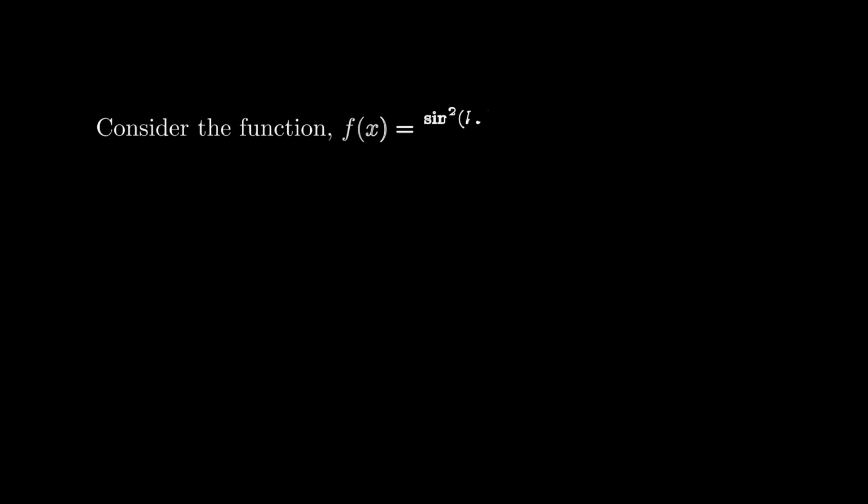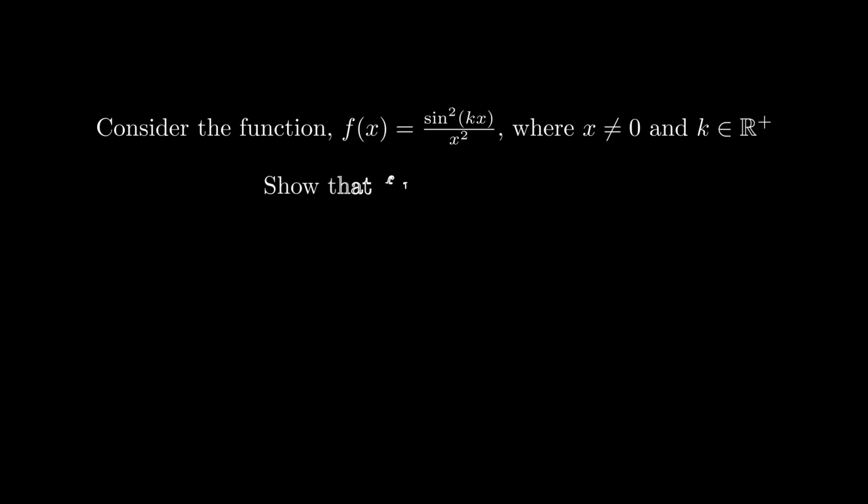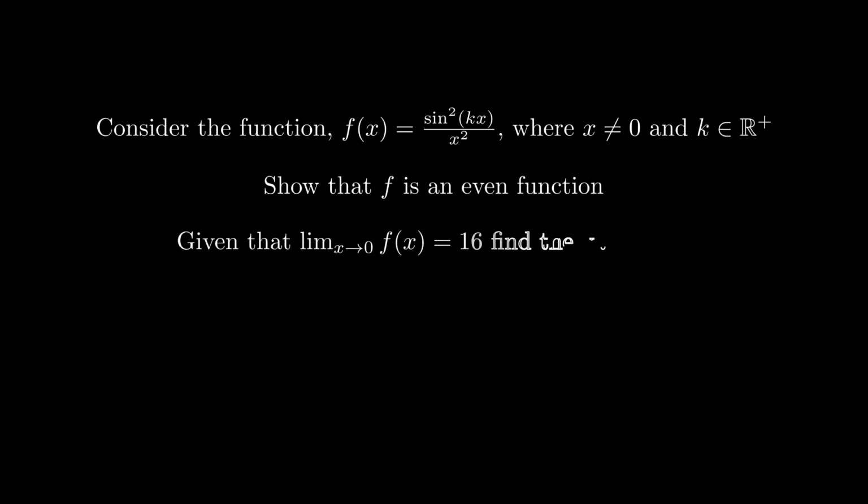We're being asked to consider the function f of x is equal to sine squared of kx all over x squared, where x is not equal to 0 and k is a real positive number. We're being asked to show that f is an even function, and then the second part is, given that the limit of f of x as x goes to 0 is 16, find the value of k.